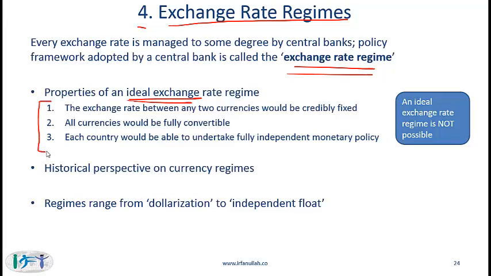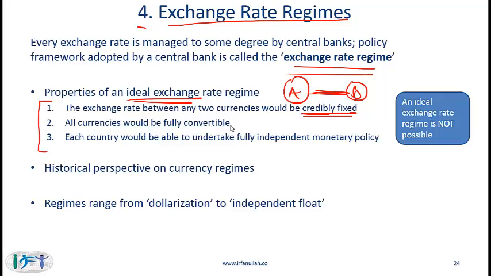The curriculum talks about three major properties. The first one is that the exchange rate between any two currencies would be credibly fixed. In other words, if you have two currencies A and B, ideally there should be a fixed exchange rate between these two currencies that would avoid foreign exchange risk, and this should be credible. In other words, the counterparties should trust the fact that this exchange rate will hold.